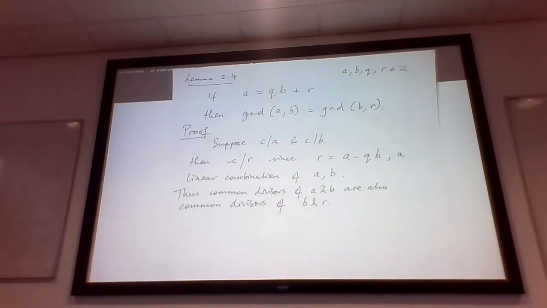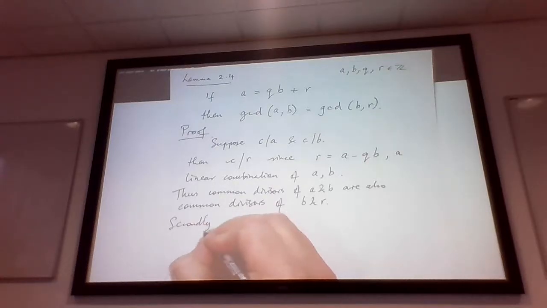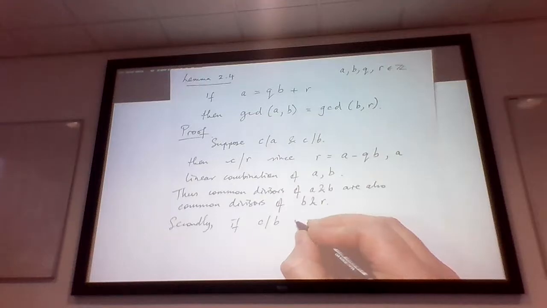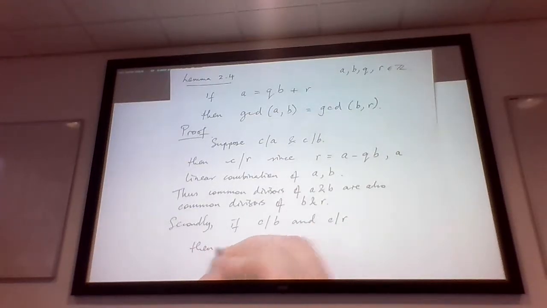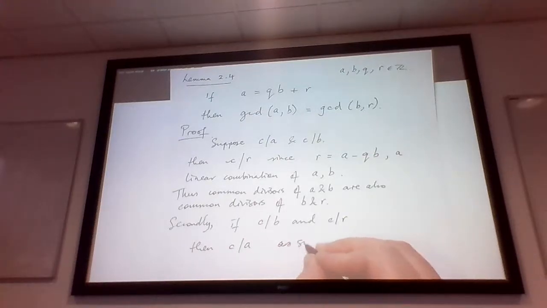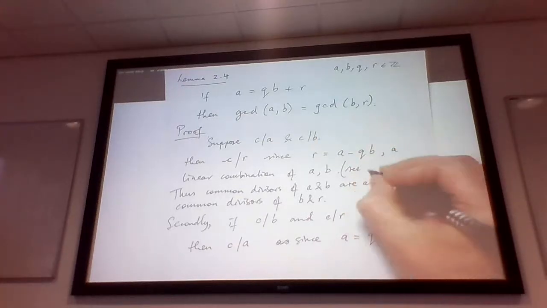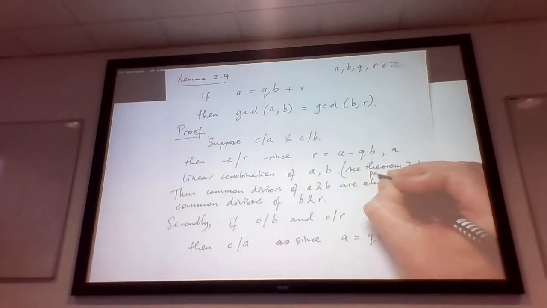And the same goes in the other direction. Secondly, if you've got a common divisor C of B and R, then C divides A, since A is equal to QB plus R. Sorry, the justification was theorem 2.1, part 3.